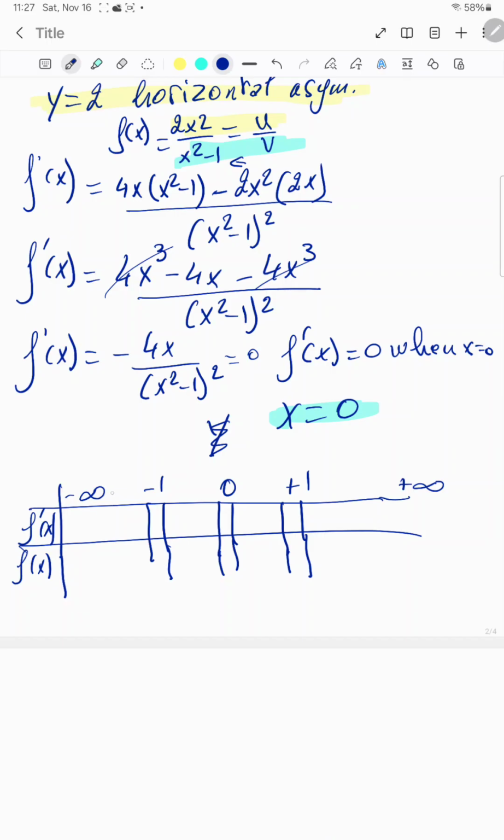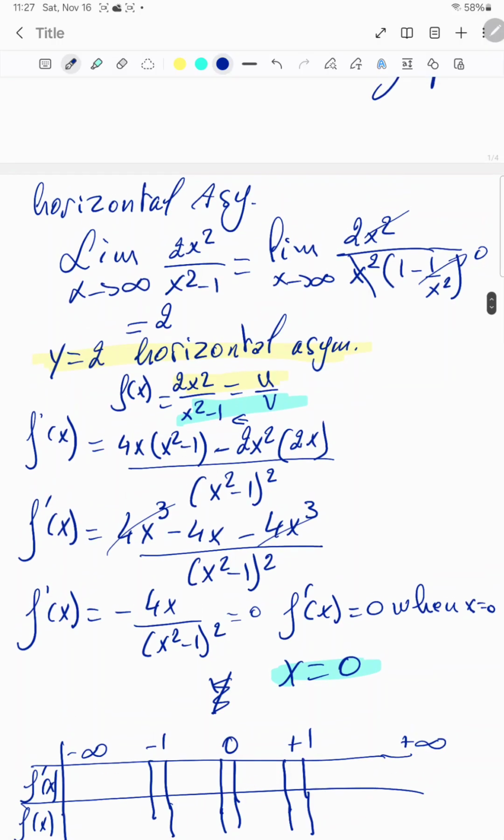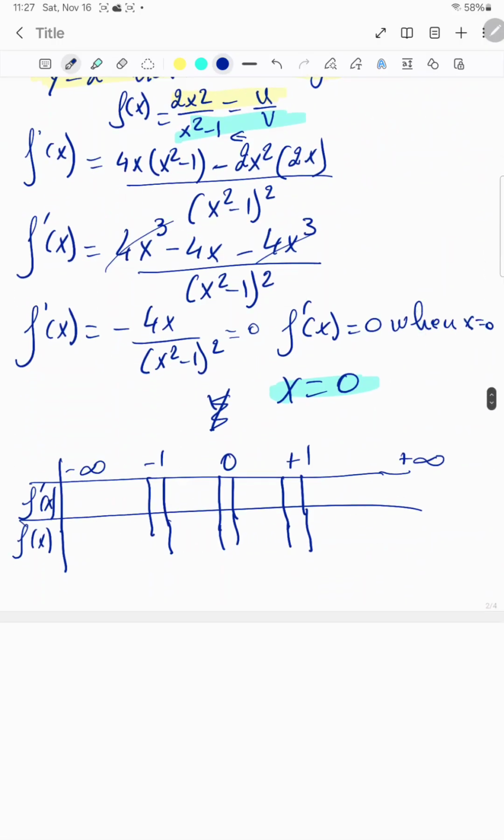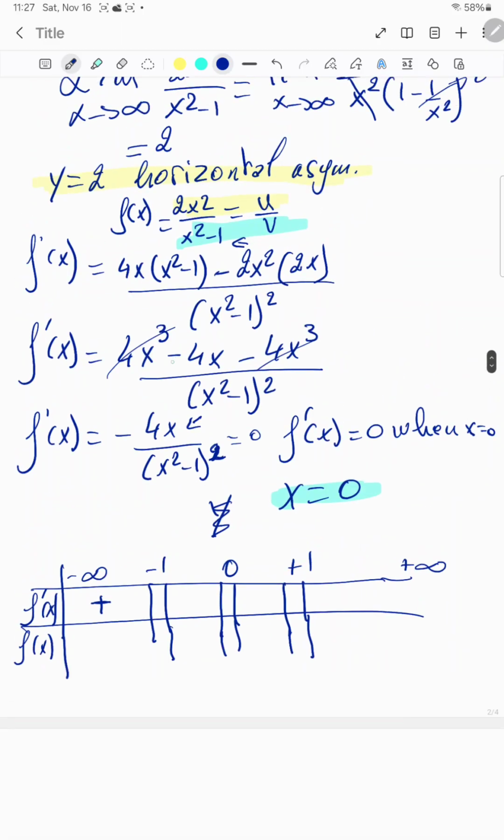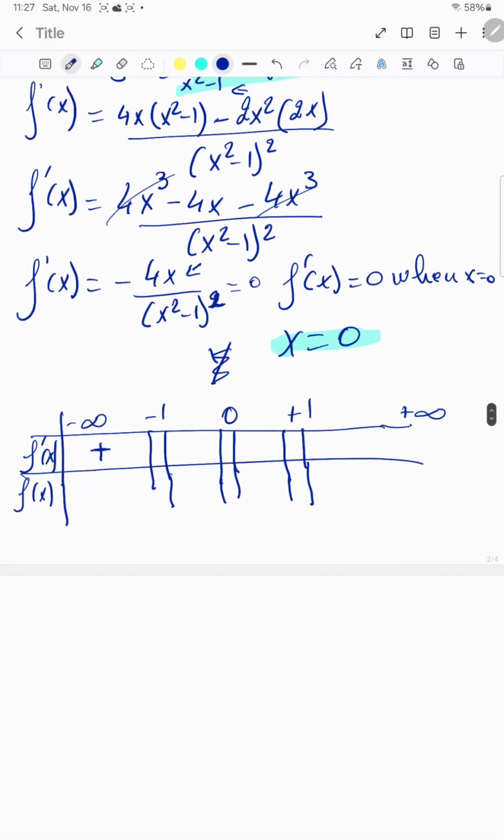So between minus infinity and minus 1, I can take any number between minus infinity and minus 1. Let's take minus 2, and I replace it in f prime of x. If I replace x by minus 2, I would have minus 4 times minus 2, which is plus 8. And the denominator is always positive because it is to the power of 2. Minus 2 times minus 4 is plus 8, and plus divided by plus is plus. So I know it's going up.